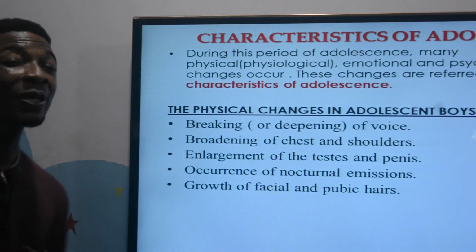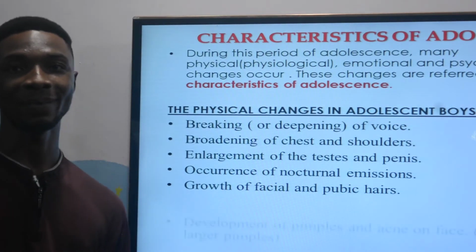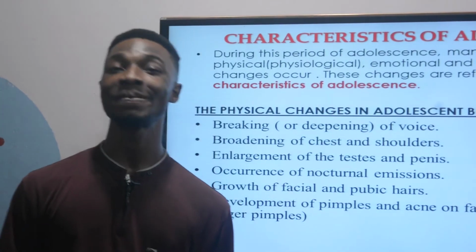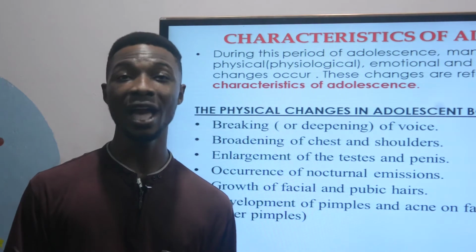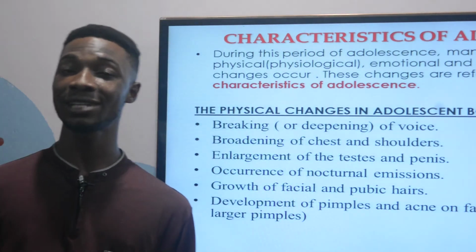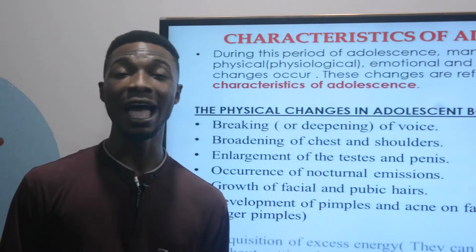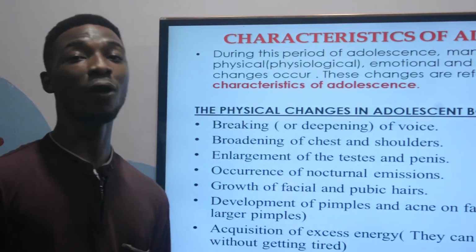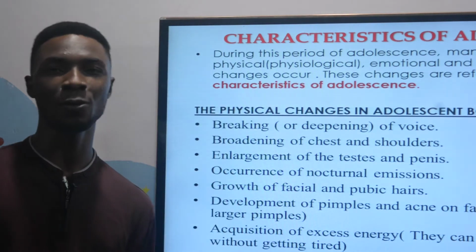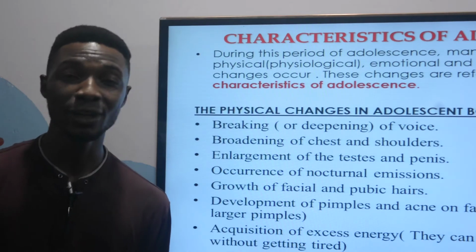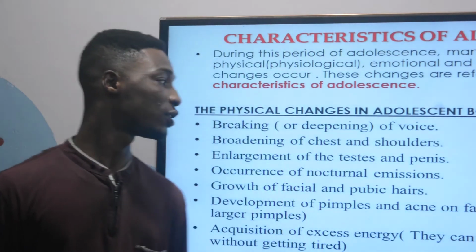There is also occurrence of nocturnal emissions. What is meant by nocturnal emissions? In the late nights, you start to have wet dreams. Some dreams where you experience like you're having some sexual activities with the opposite sex. And in the course of the dream, you emit sperms. We call this nocturnal emissions. If you experience this, there is nothing wrong with it. It is not a sign of any spiritual relationship. So you should stay calm at this stage.